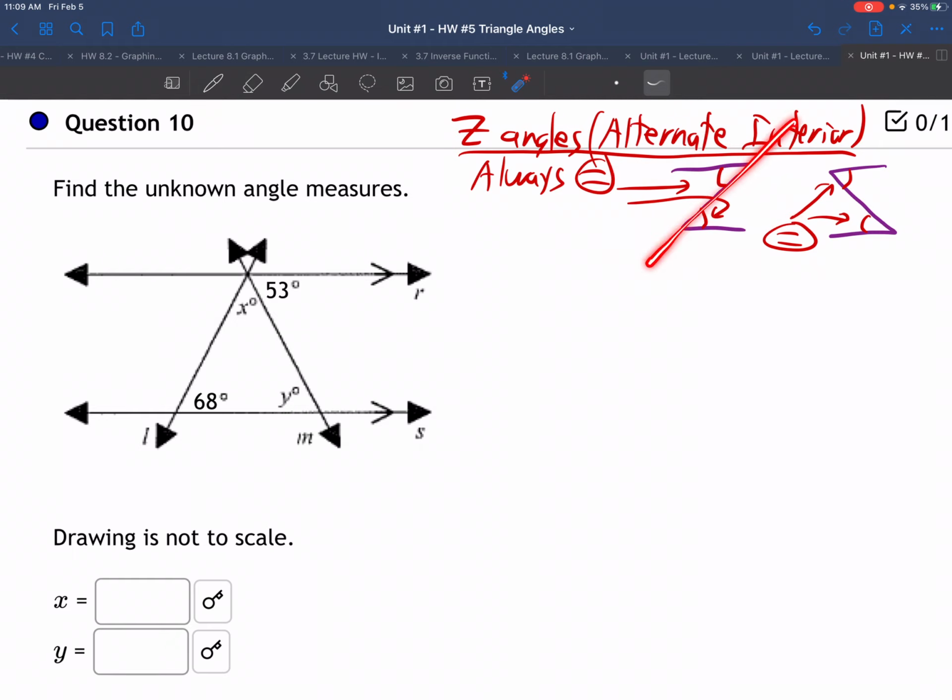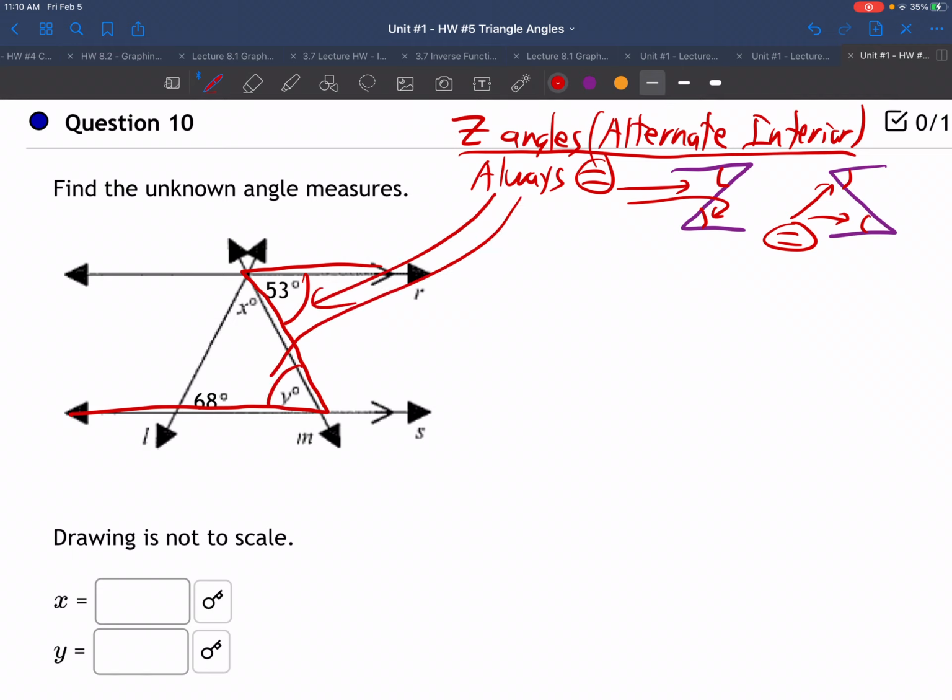So let's look at our diagram here. Do you see it? We have a Z, boom, boom, boom. There's our Z, which means this angle and this angle must be equal. This guy and that guy must be equal. So Y has got to be 53, just because those guys are equal.